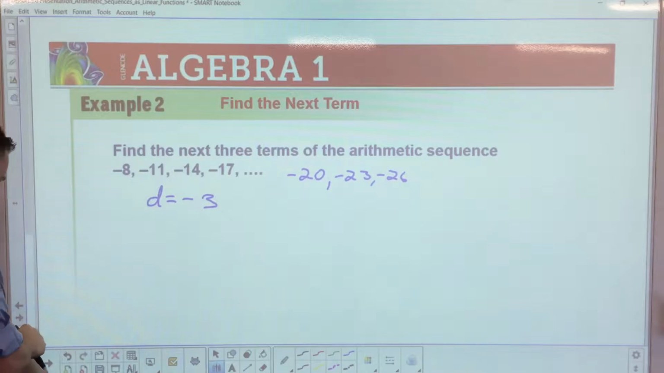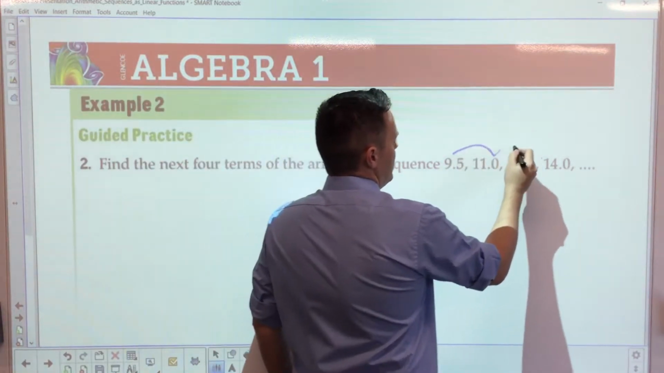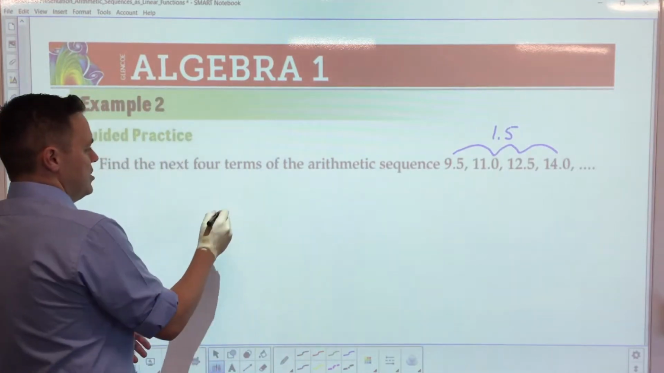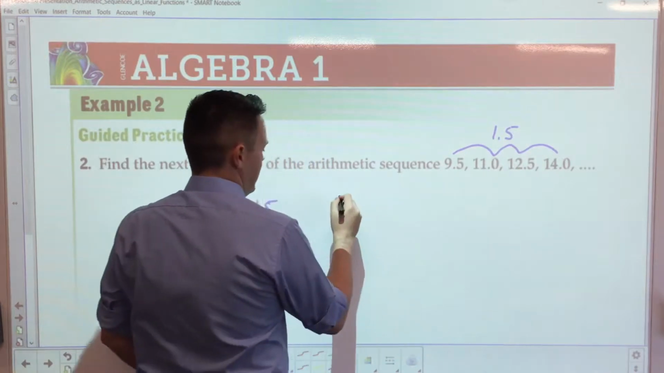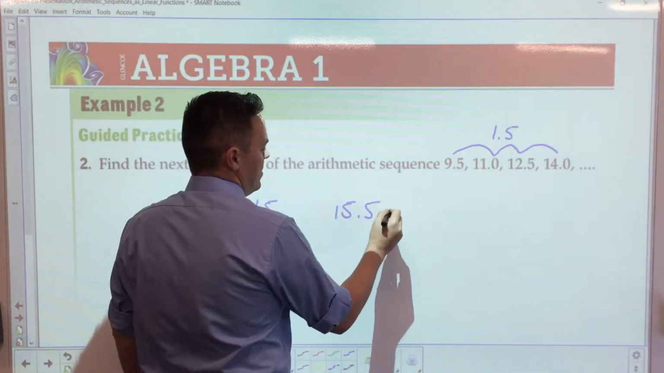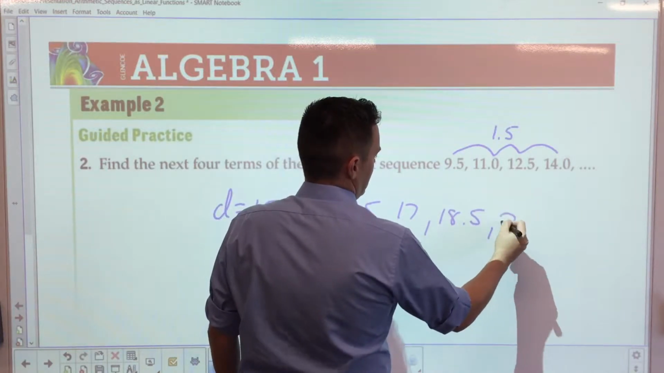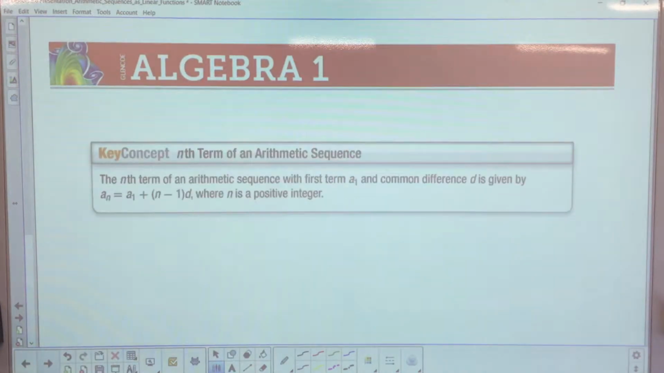Okay, next, ladies and gentlemen, you do this one on your own, please. All right, on this one, find the next 4 terms of the sequence. So this sequence would have 1.5 as the change. Now if d equals 1.5, my next terms are going to be 15.5, 17. Please make sure you have that correct. All right, next. So that's a sequence.